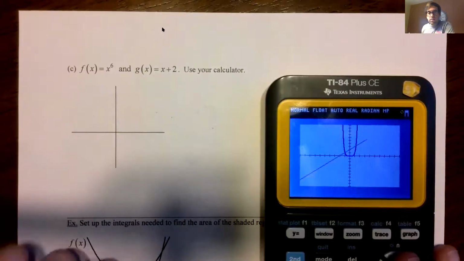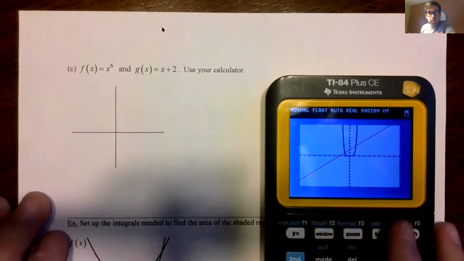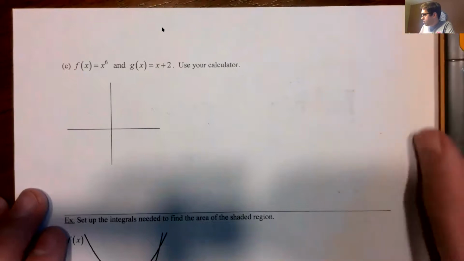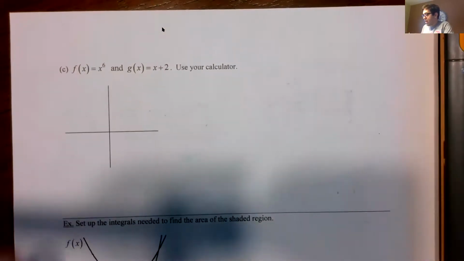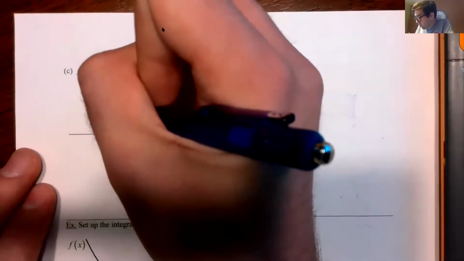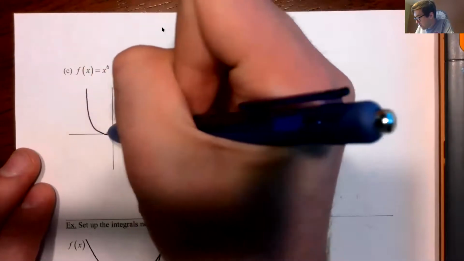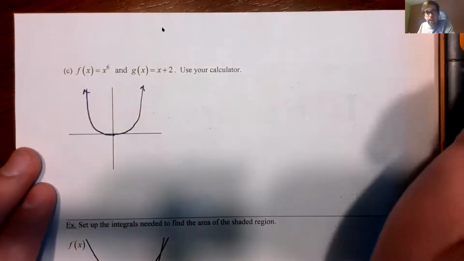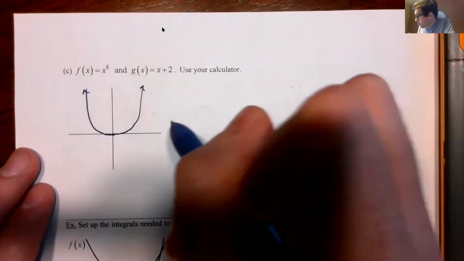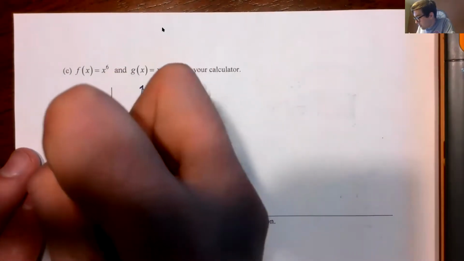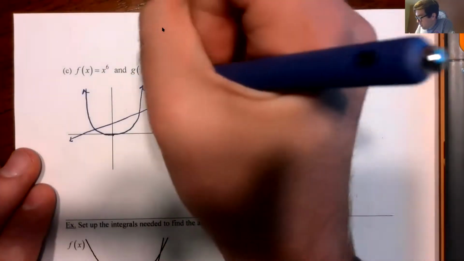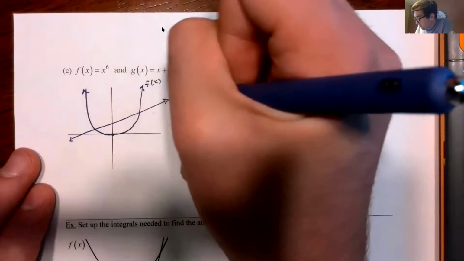Okay. So the first thing I'm going to do is just do a rough sketch of this. I'm not going to make it super specific this time. I'm just going to do a rough sketch. And we have our x to the 6th, which kind of goes like this. And then we have our x plus 2, which looks like this. So this was f of x, this was g of x.